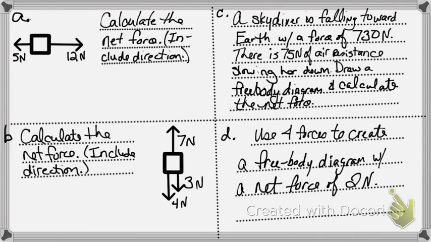Problem C. A skydiver is falling toward Earth with a force of 730 newtons. There are 75 newtons of air resistance slowing her down. Draw a free body diagram and calculate the net force.